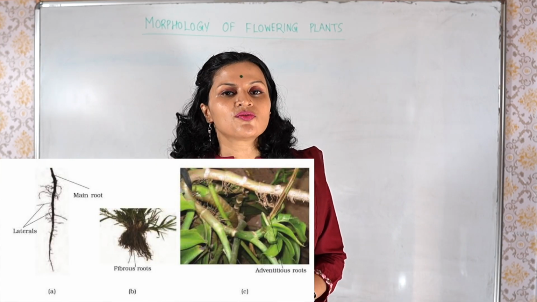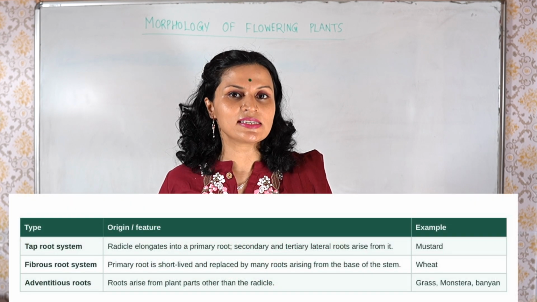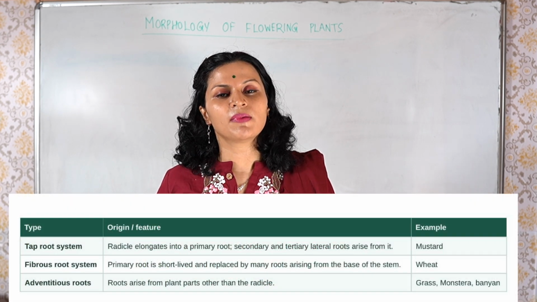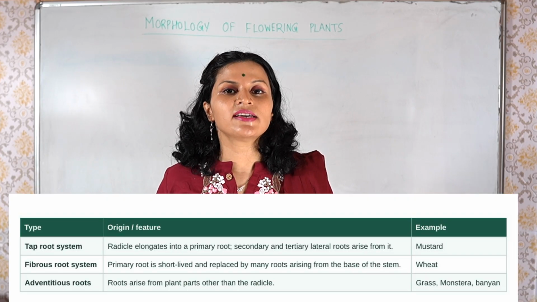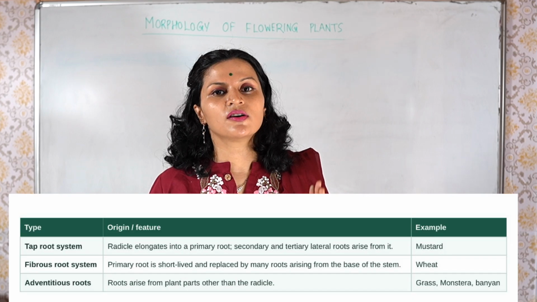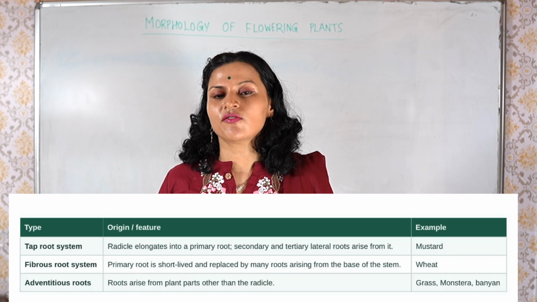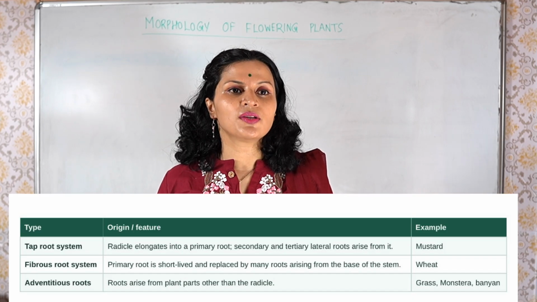In case of fibrous roots, the primary root, that is the radicle, is short-lived and it soon disintegrates and is replaced by many fibrous roots arising from the base of the stem. The taproot system is seen in dicots, for example mustard, and the fibrous roots are seen in monocots, for example wheat, rice.